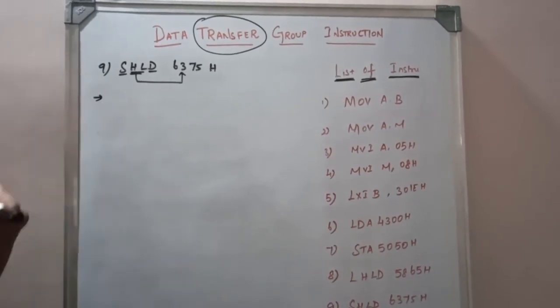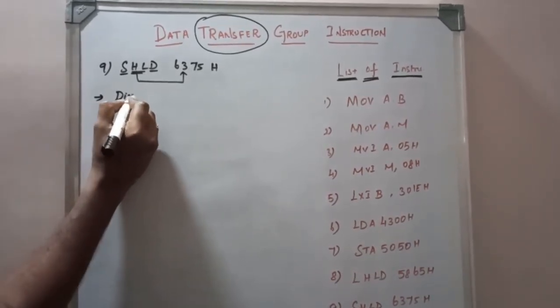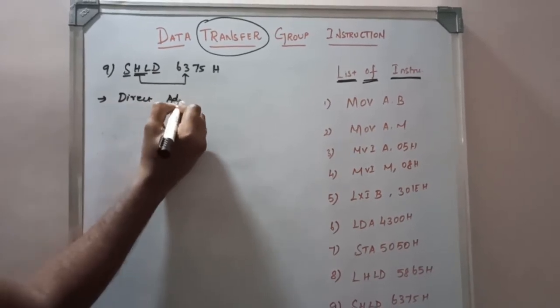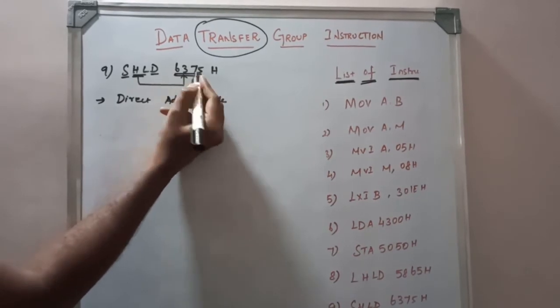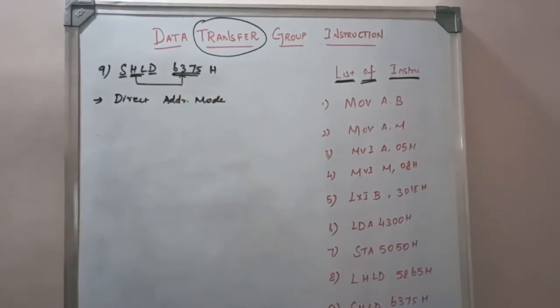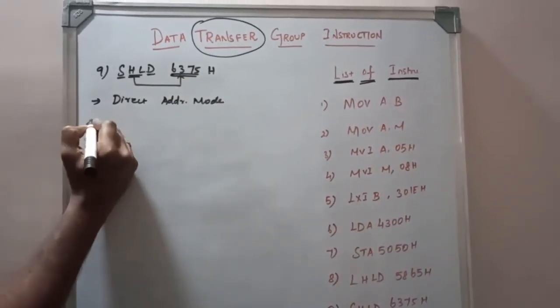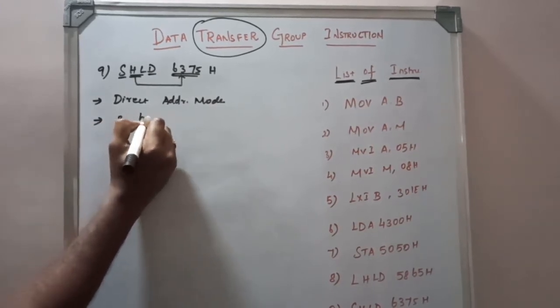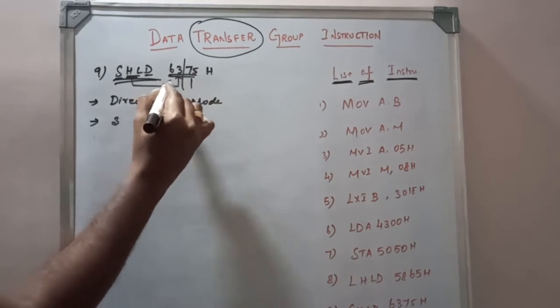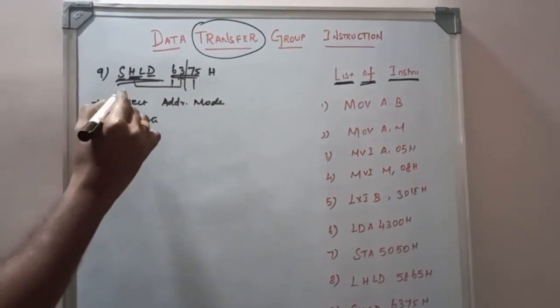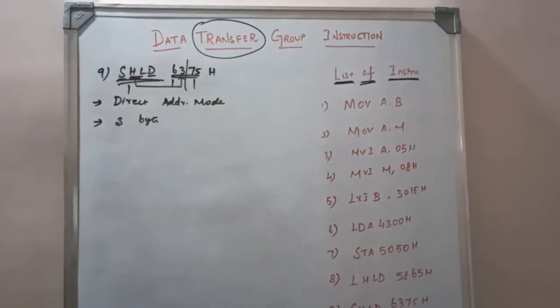This instruction comes under direct addressing mode, because the instruction itself passes the direct address location, a 16-bit direct address. Byte of instruction: 3 bytes. Opcode 1 byte, lower order address 1 byte, higher order address 1 byte. Totally 3 bytes of instruction are required to execute.